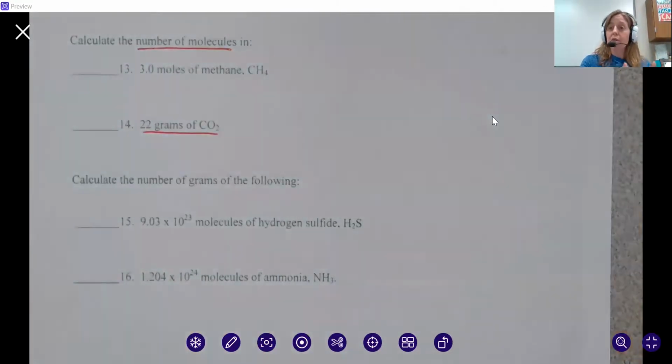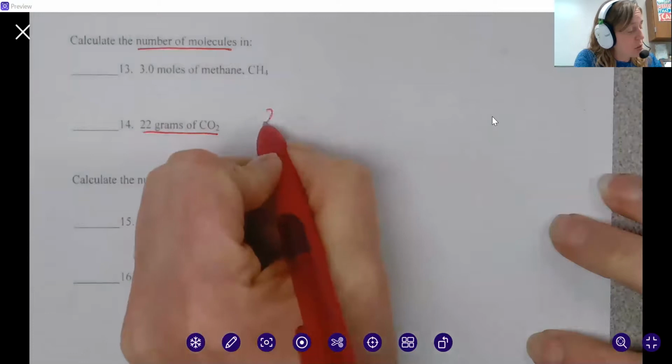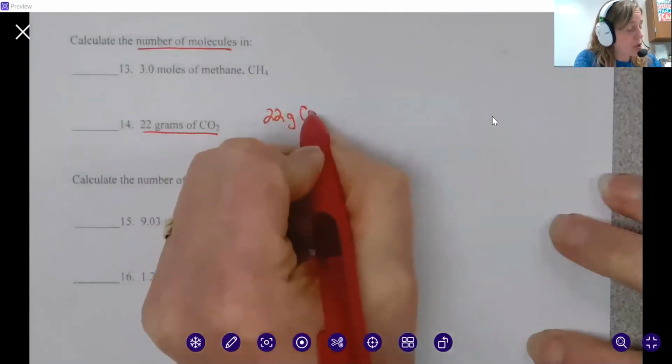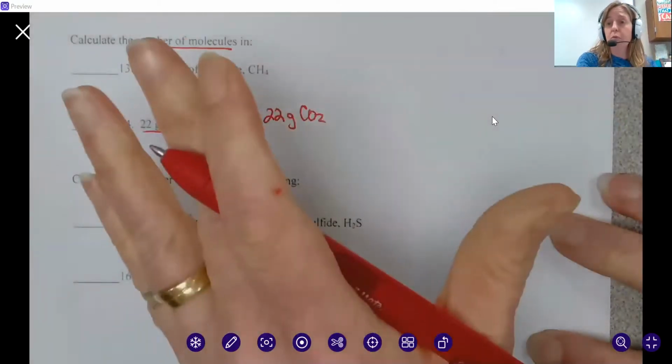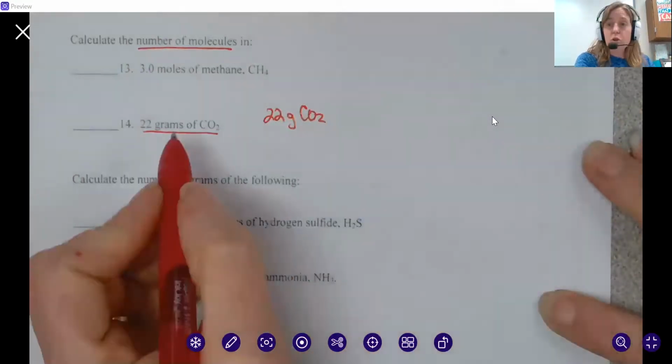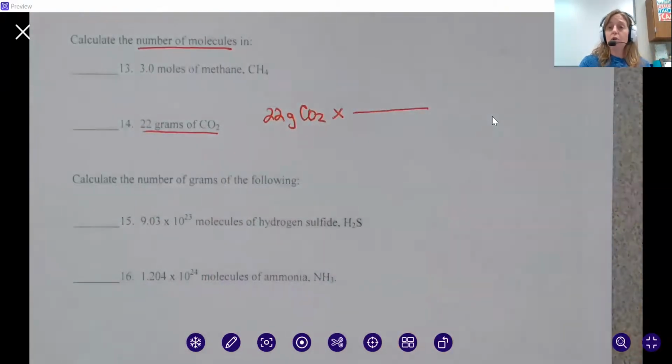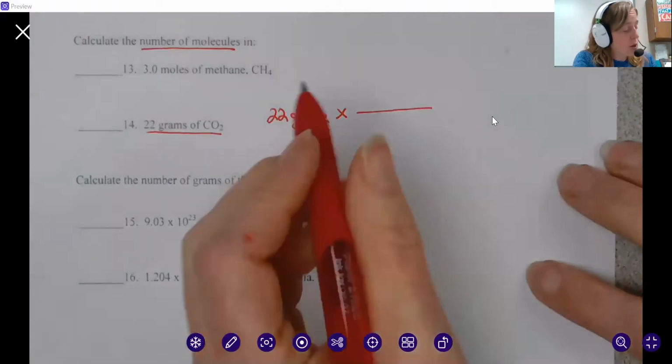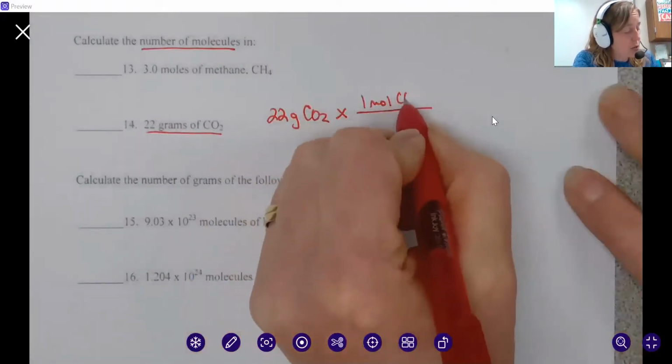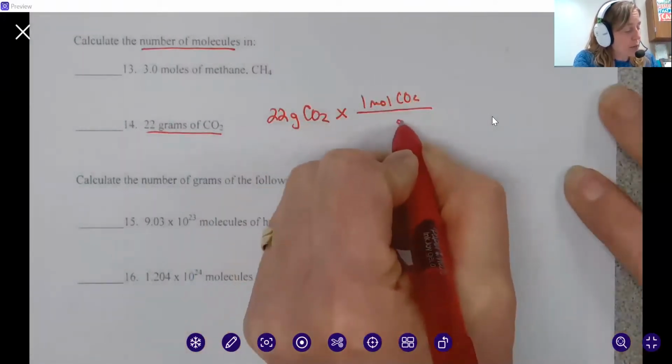Well, we're going to have to go in steps, because if you look at the roadmap, from mass the only way you can go is up to moles. So when you do that, it's going to be 22 grams of CO2, right? We always start problems with whatever we're given, and we're given 22 grams. So now the conversion factor that you will use to go from mass to moles is 1 mole of CO2 over grams of CO2.